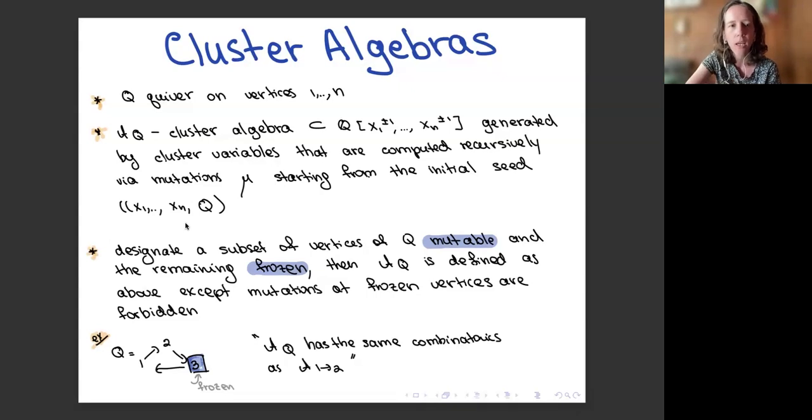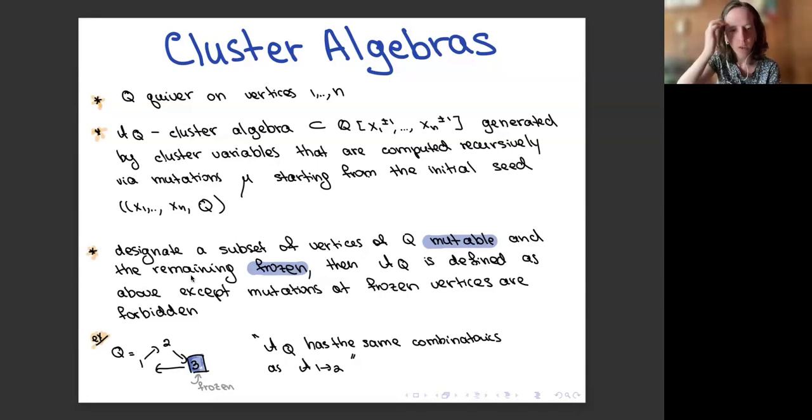Today, these will not really be x_1 through x_n. They will have some more meaning to them. Once you know the initial seed, you can generate the cluster algebra. So the goal for today is to understand the initial seeds for this cluster algebra, because it's not as trivial. It's not as explicit.